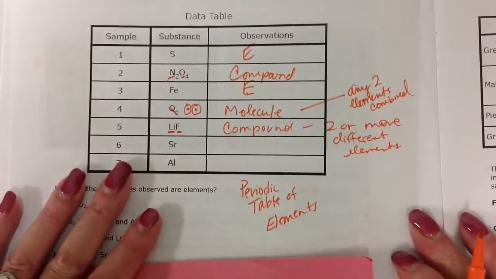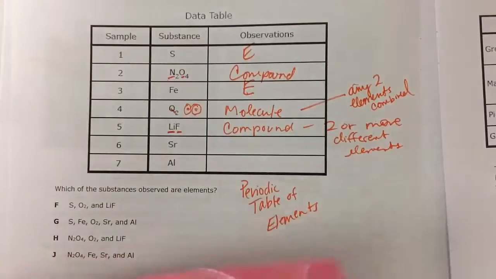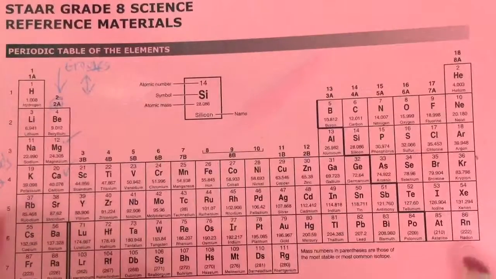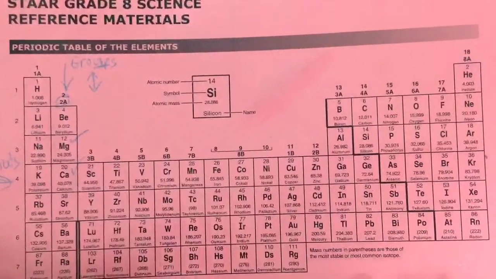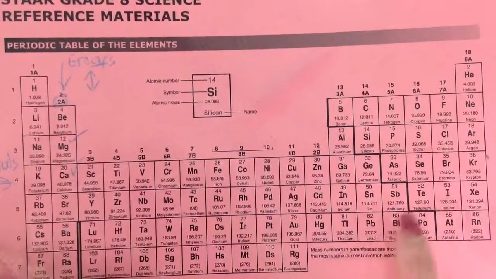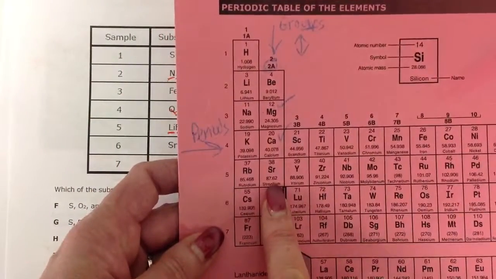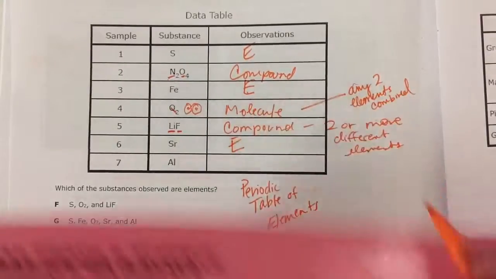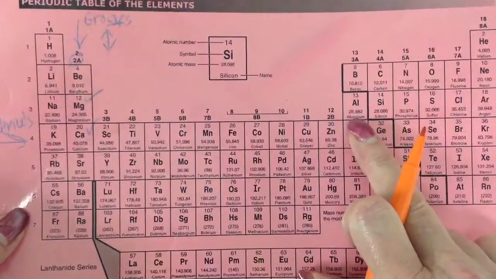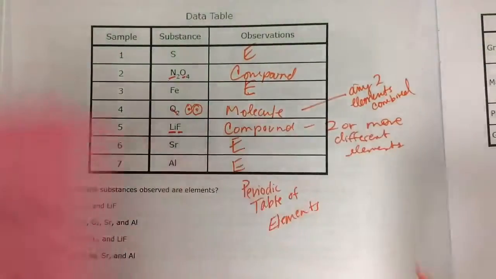Alright, so just to clarify, Sr, it does have a capital S and a lowercase r. Let's see if we can find it here. Is it here? Is it here? I know it is. There it is. Strontium. Okay, right there. So it is an element. And Al, we should all remember Al. We use it in the kitchen almost every day, aluminum. And there it is. So that's also an element.